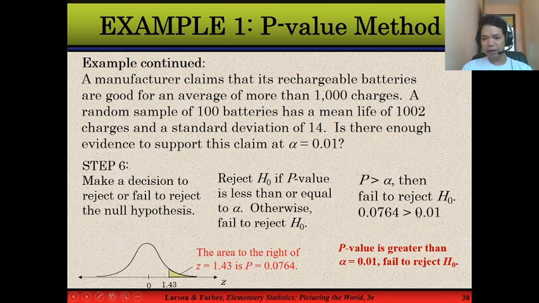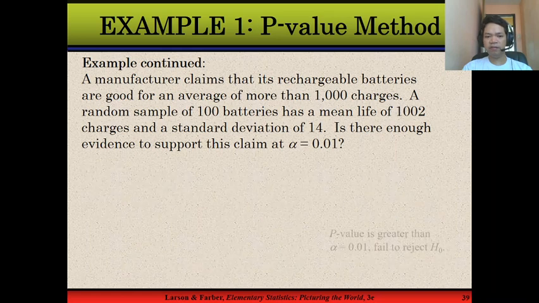So, dahil yan ay greater than, ibig sabihin, accept or fail to reject the null. Because your p-value is greater than the significance level. So, that is your decision sa 6. Ibig sabihin, i-accept mo yung null hypothesis. So, how are you going to make the decision?